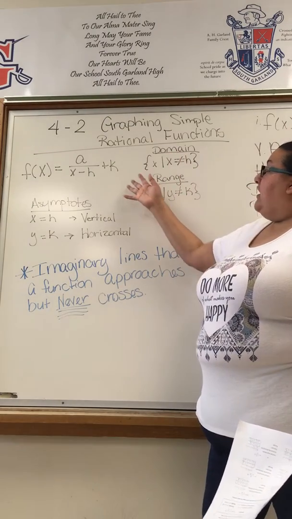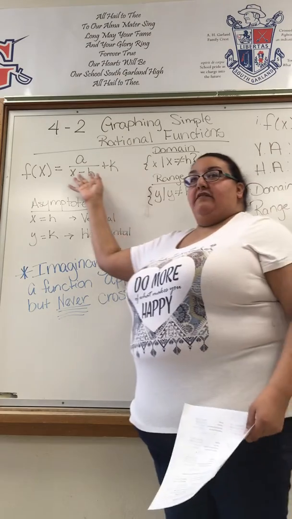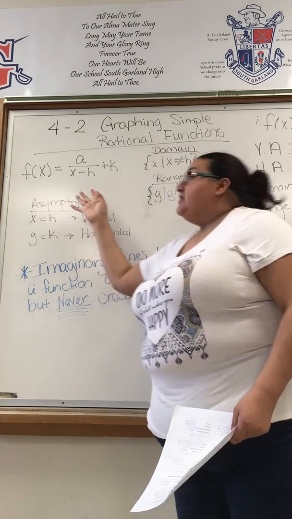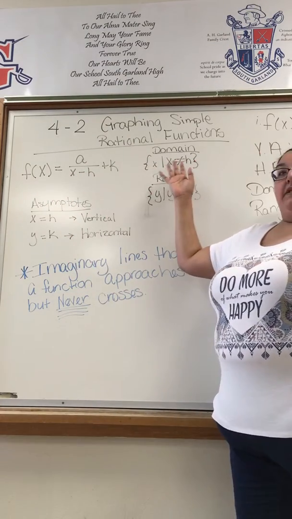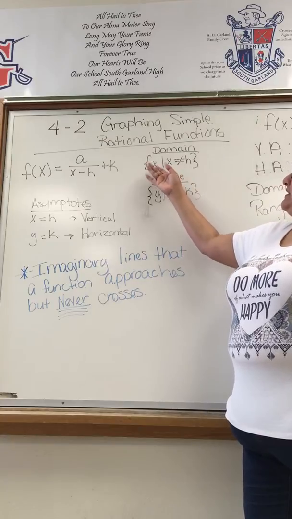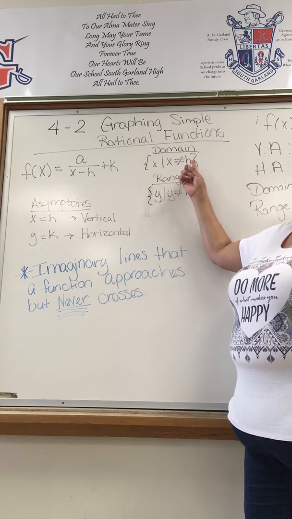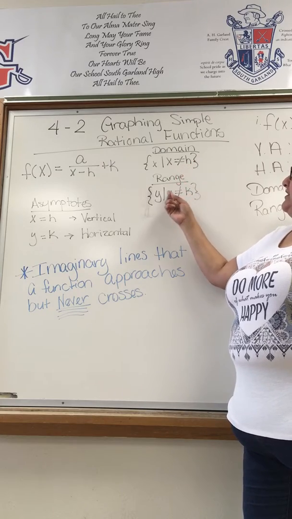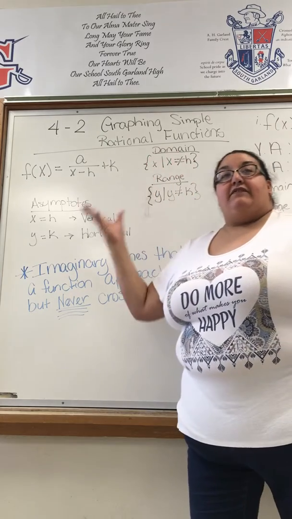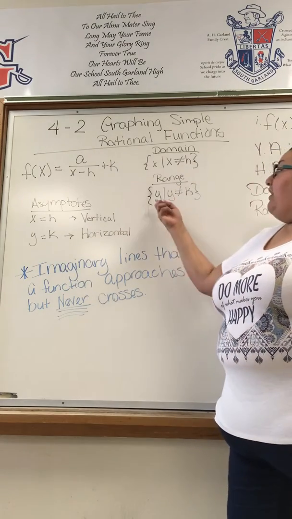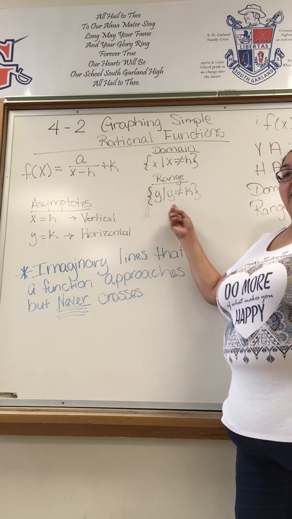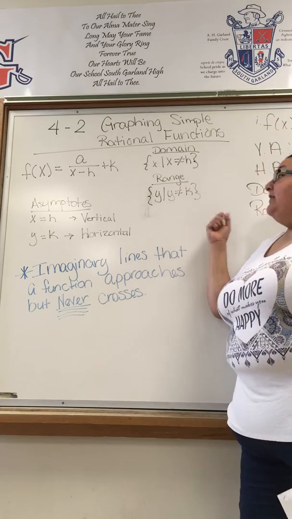And then also let's talk about the domain and range of a rational function. So the domain is always going to be written in this form. And it reads, all values of x such that x is not equal to h. And the range is the same thing as domain. The only difference is it has the y values. And it would say all values of y such that y is not equal to k.